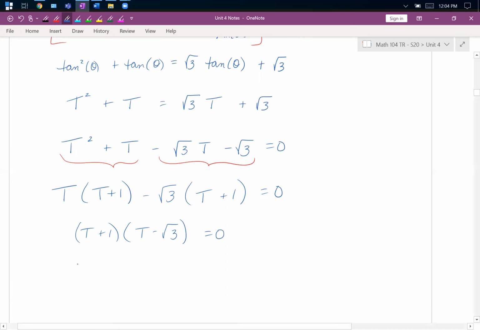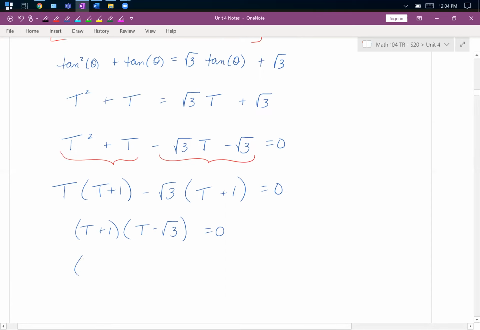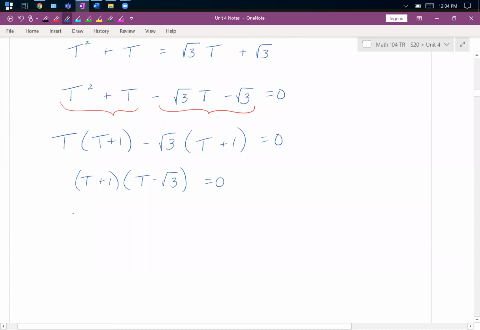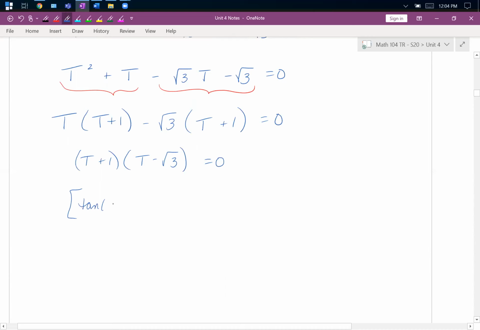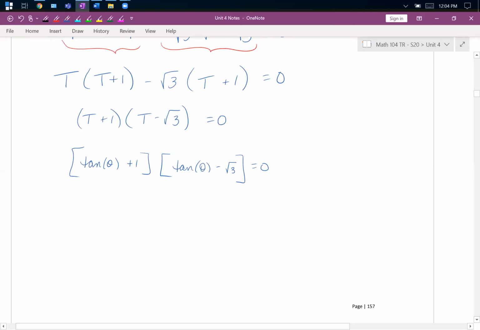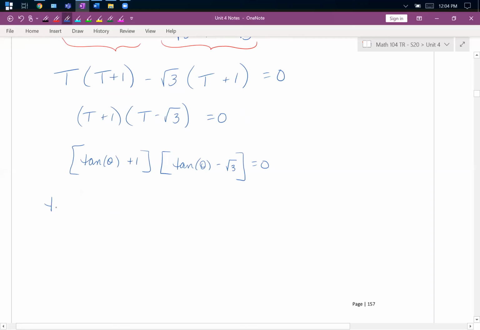All right, I'm going to put my tangent back in. Tangent of theta plus 1 times tangent of theta minus square root of 3 is equal to 0. And now we're going to apply our zero product property and set each of these factors equal to 0 and solve.